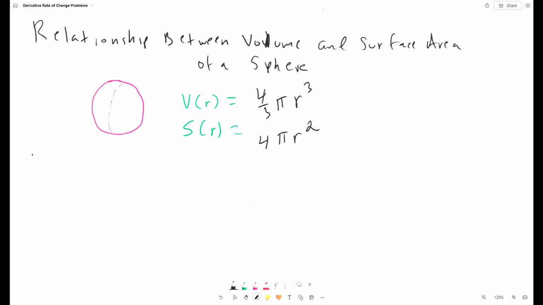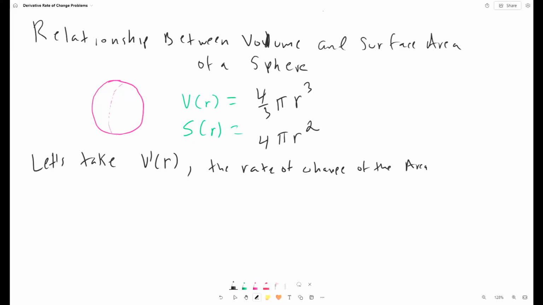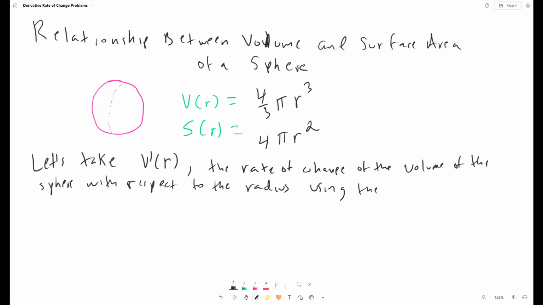So now let's take V prime of r, the derivative, the rate of change of the volume of the sphere with respect to the radius, using the power rule. So the 3 comes down.